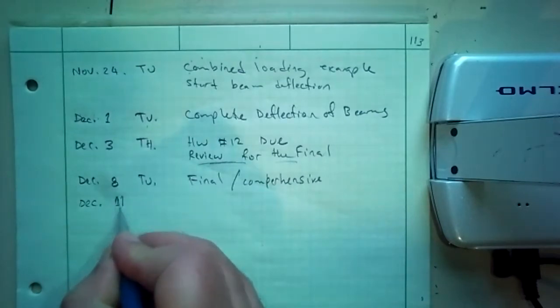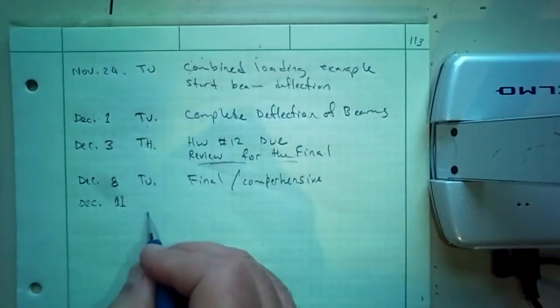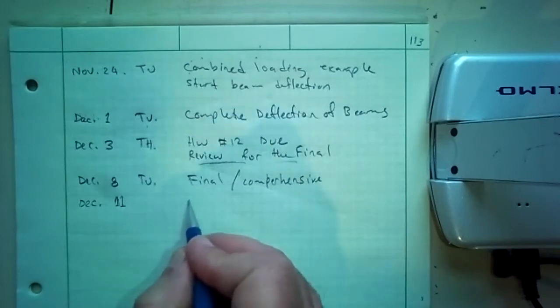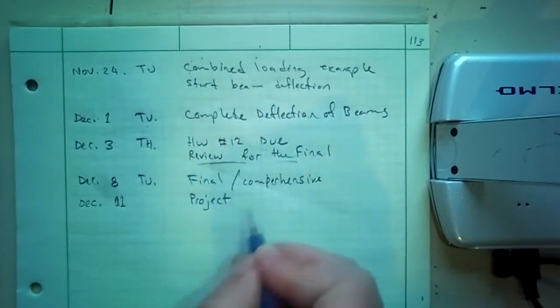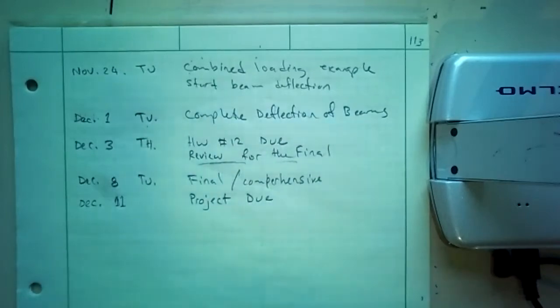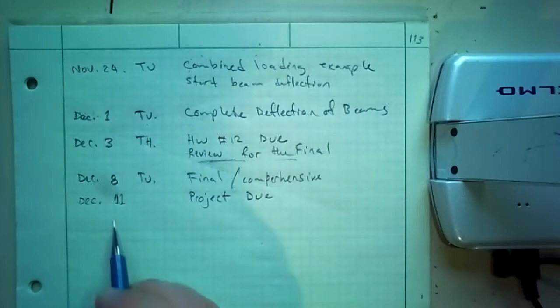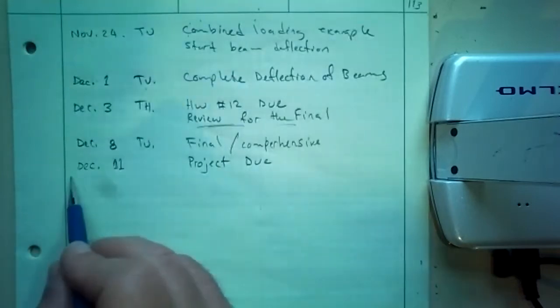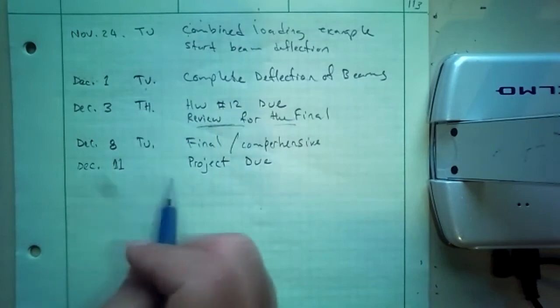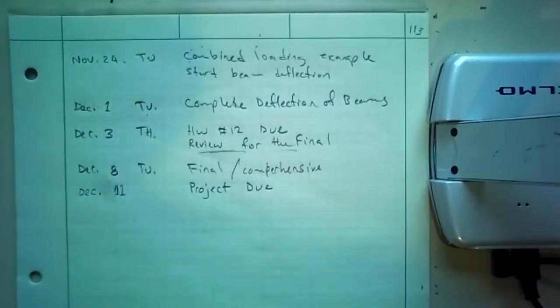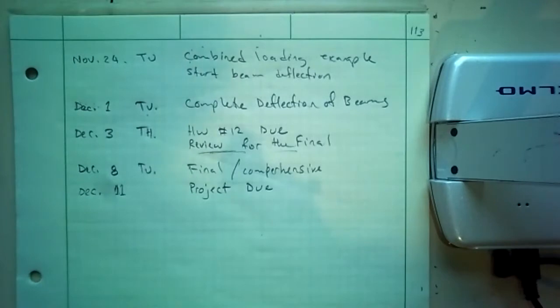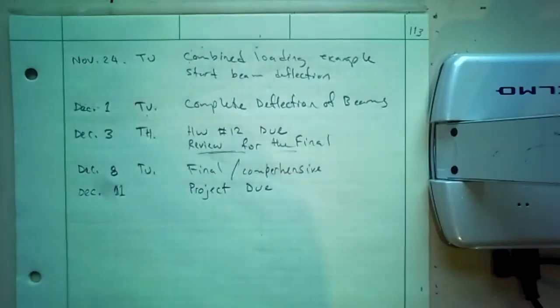Let's see, they said the final is the 8th. Yeah, wouldn't mind having some more time, I guess. Okay, we'll give you until December 11th, but I have to have it December 11th so I can grade it. The grades have to be in the week after. So I'll modify the project due date from the 4th to the 11th. So that's our schedule for the next couple weeks. Any questions about the schedule?